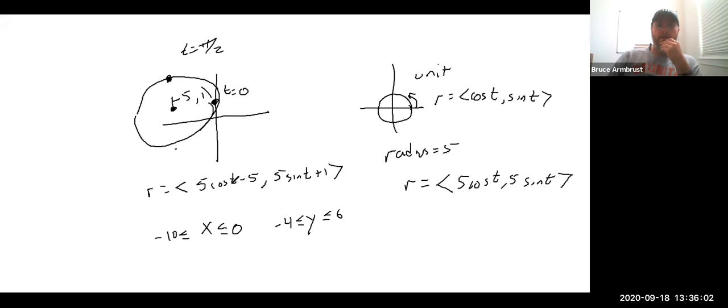At pi, cosine is negative 1, so I get negative 10 for my x. Sine is 0, so I'm at 1. So that's at t equals pi. And then 3 pi over 2, I should be down there. And repeat, repeat, repeat, repeat.